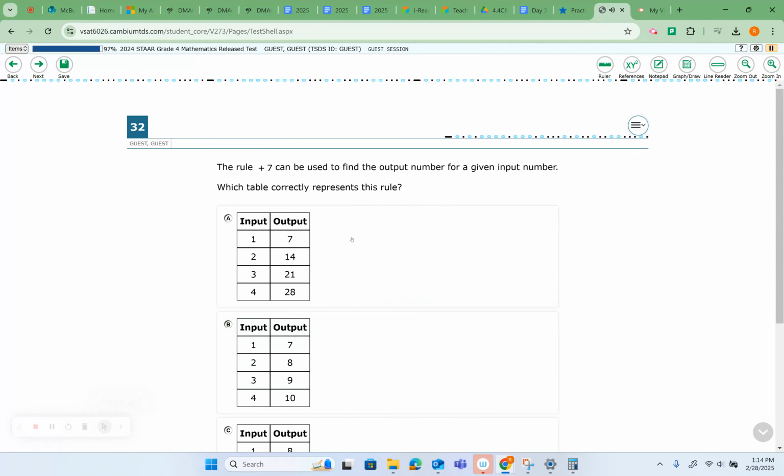All right, we're in the last problem. We're going to finish the fourth grade test, rule of +7. And so I'm going to have to add 7 to my inputs, and make sure those are my outputs.